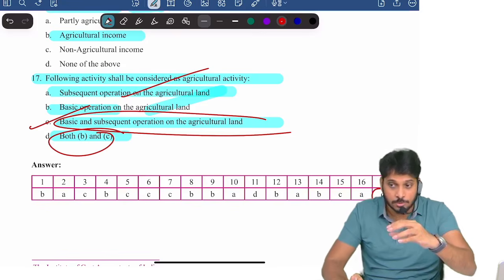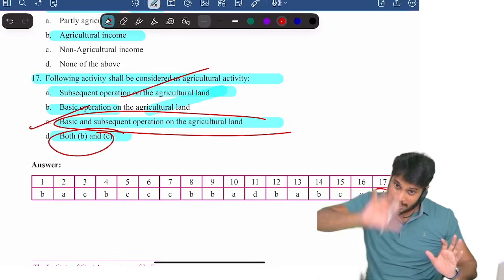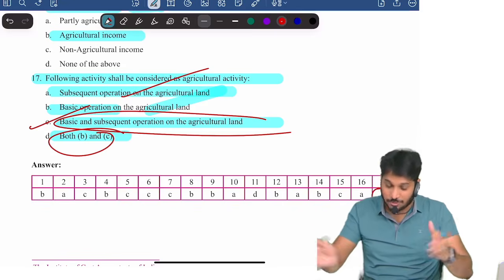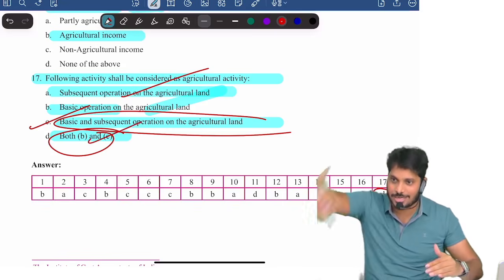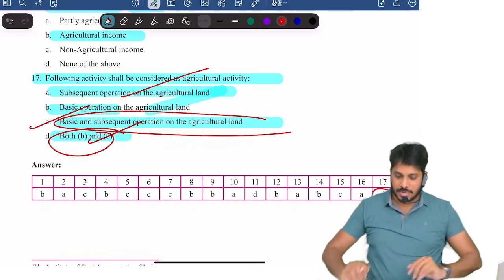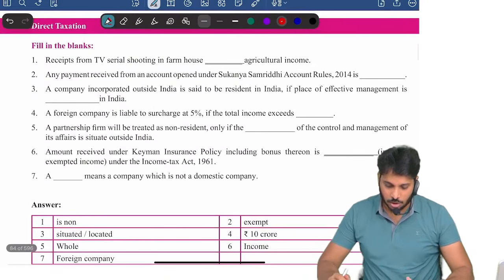See, sometimes you may do only basic operation. Sometimes you will do basic plus subsequent. Both you will do. On that logic, B and C is even more correct. Clear? That's it. With this, first chapter related questions almost completed.